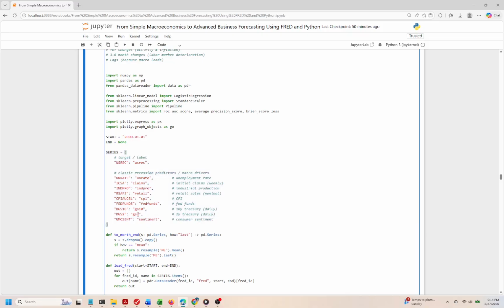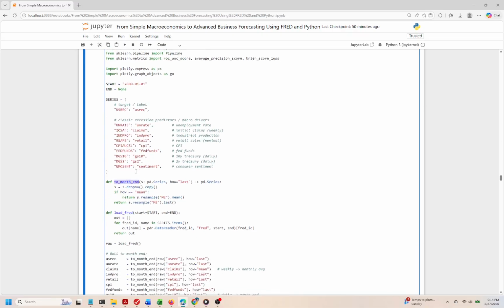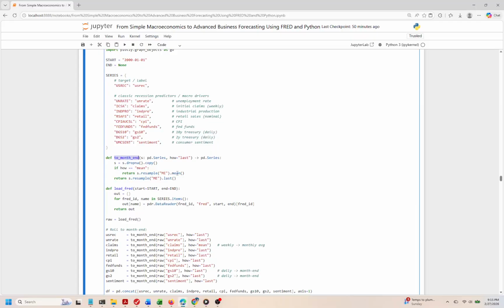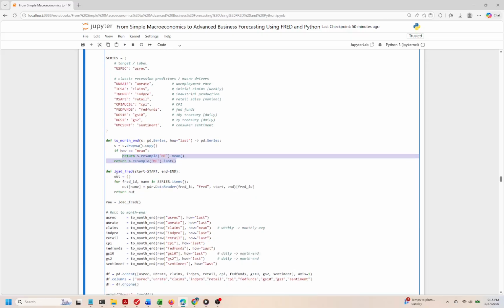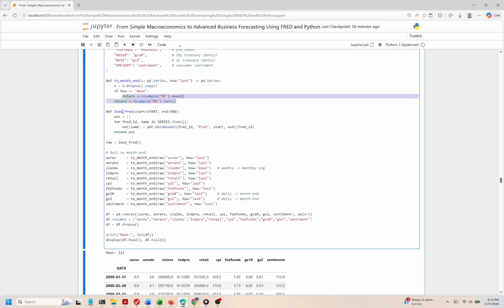The heart of our feature creation lies in the to-month-end function, which standardizes our data to ensure that all observations align with the end of the month. This function handles missing values and aggregates data appropriately, averaging weekly figures for initial claims while taking the last available observation for other series. It's essential to note that the choice of aggregation method can impact our insights, so understanding the nature of each data source is crucial.